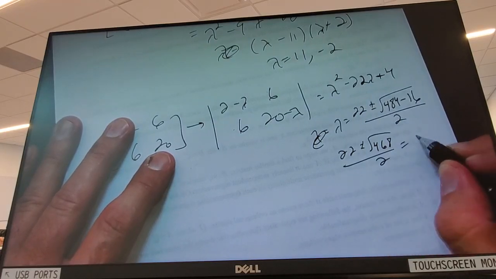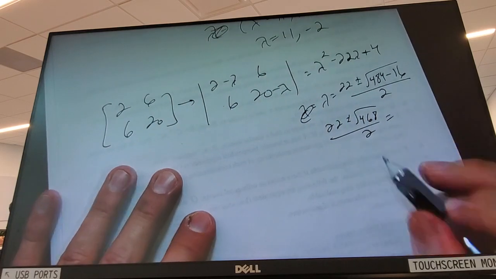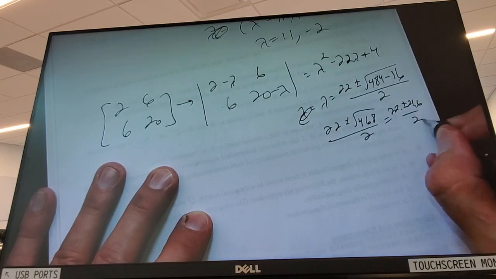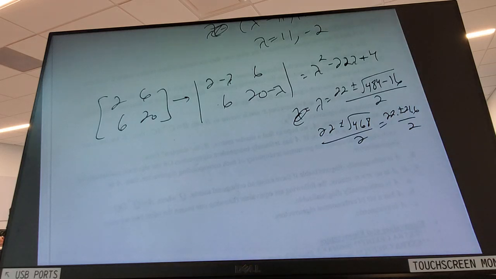68 divided by 2. What is the square root of 468 roughly? 21.6. Okay, so do you agree with me? If that's 21.6, both of these eigenvalues are positive. 22 minus 21.6 is positive, and 22 plus 21.6 is positive. So what kind of matrix is the one we started with? Positive definite, yes? And is it symmetric too? So it's symmetric positive definite.